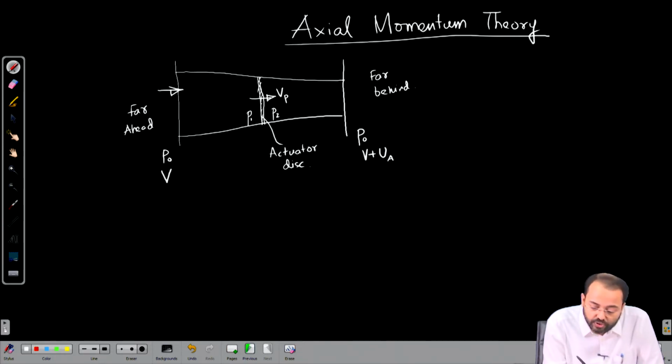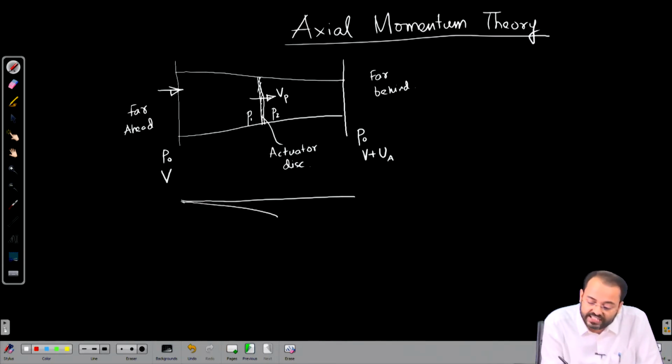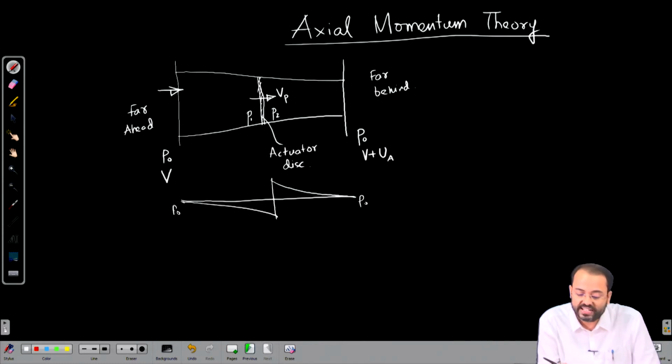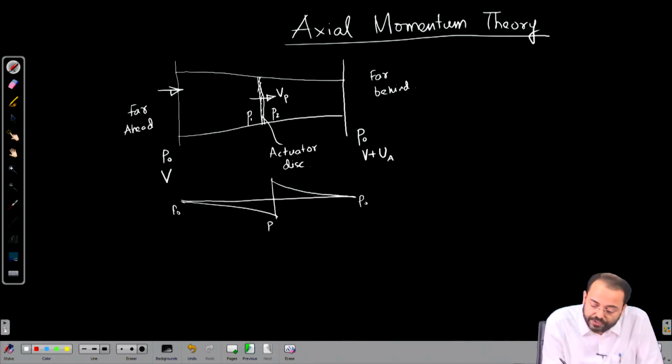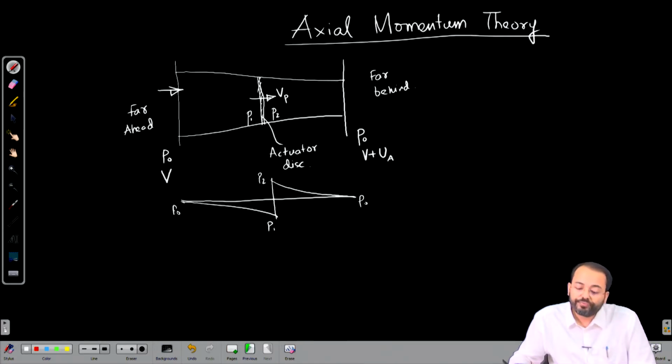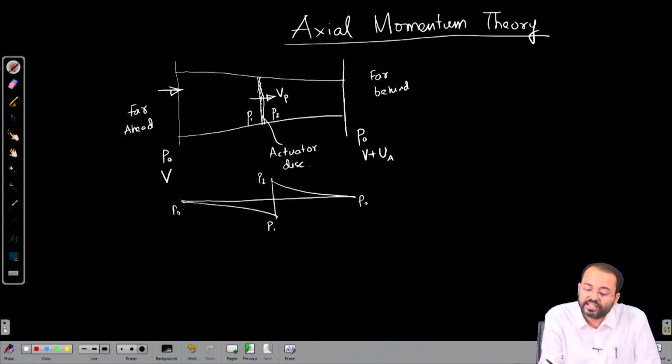If we try to draw the pressure lines, here we have a pressure P0, it comes down to a value P1 because of the velocity increase, and then at the propeller disc there is a jump, and then again it comes to a value P0. If we consider P0 to be, let us say, atmospheric pressure at the ends, the pressure comes to P1 here and with a jump P2, and then we have the pressure coming down in the slipstream.